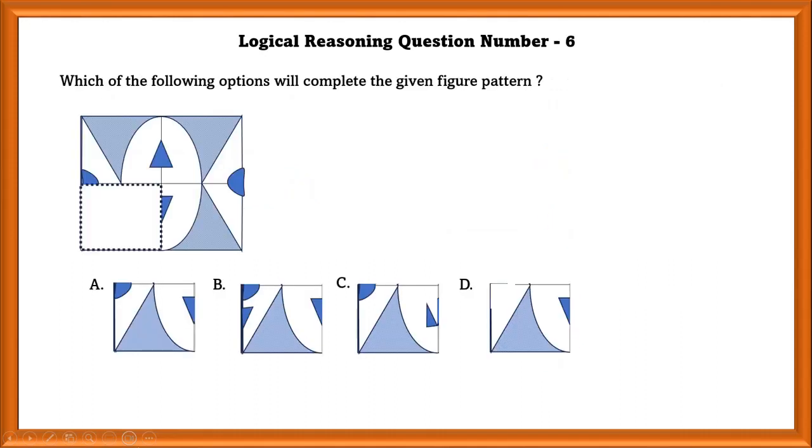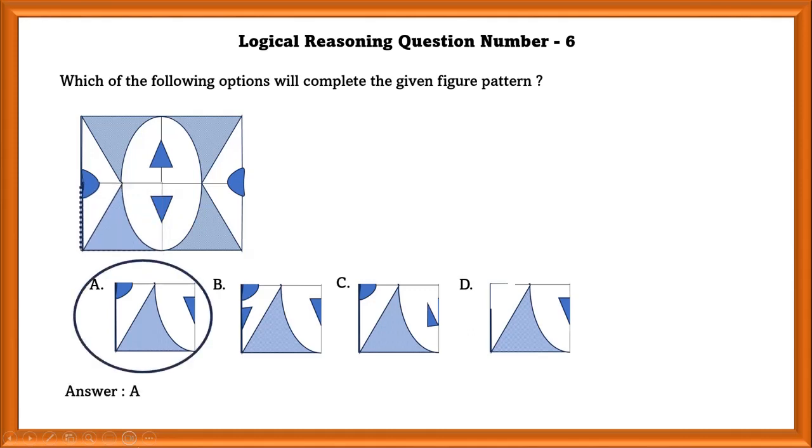Question number 6. Which of the following options will complete the given figure pattern? As we can see here, A is fitting perfectly, but we're just gonna check the other options. B has the extra triangle which we do not need. C is also not suitable. And D doesn't have the circle. So our answer is A.